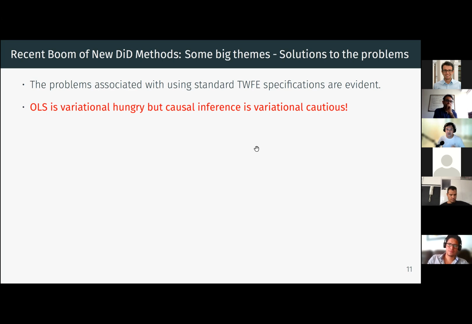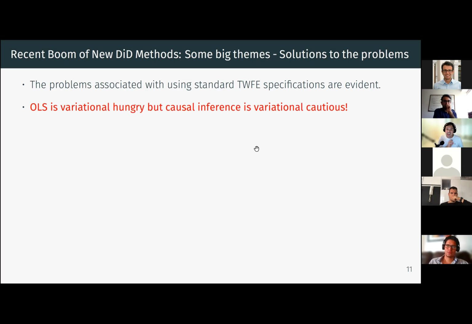But causal inference takes the opposite path. Causal inference is all about being very cautious about which comparisons you make. So I always say causal inference is variation cautious. I'm not going to compare every group with other groups.